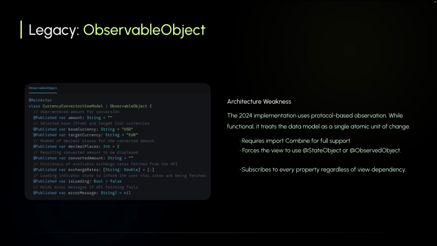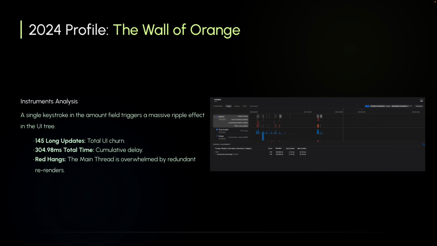Why is the old way a problem? We call it the noisy UI. In 2024, whenever one variable changed, the entire view tree was forced to re-render. Look at this Xcode instrument trace of that old code. See that wall of orange? That's 145 separate view updates, triggered by typing a single digit. We are spending over 300 milliseconds of CPU time just to refresh a text field. That's a performance debt we are clearing today.